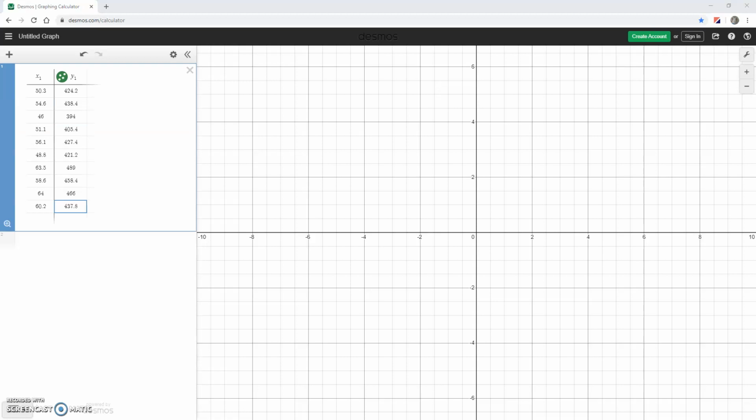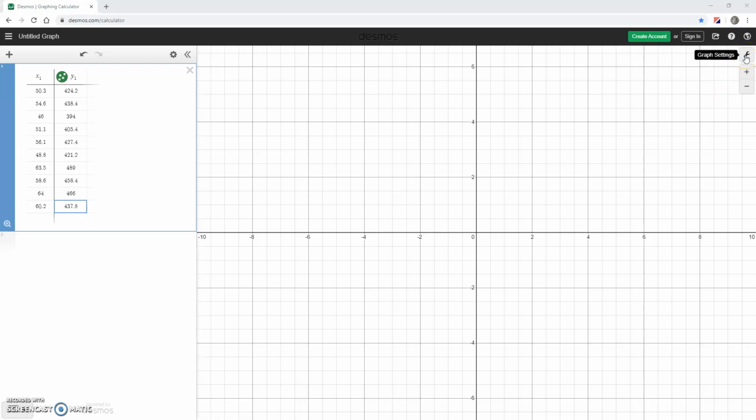I finished entering in all that data, and hopefully you paused to do that as well. What we notice is we don't see anything on this graph, because right now our window setting isn't set to match up with the different points that we've plotted. If we look back at that graph that we had in our notes, we can pull values for X and Y straight off of that.